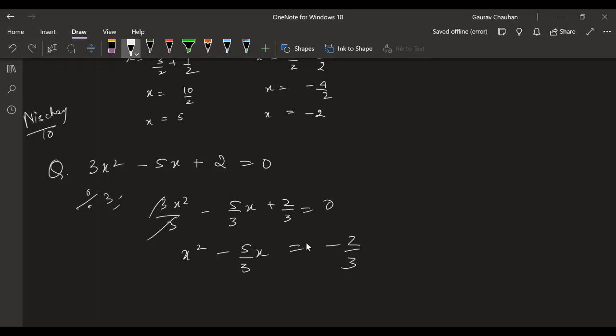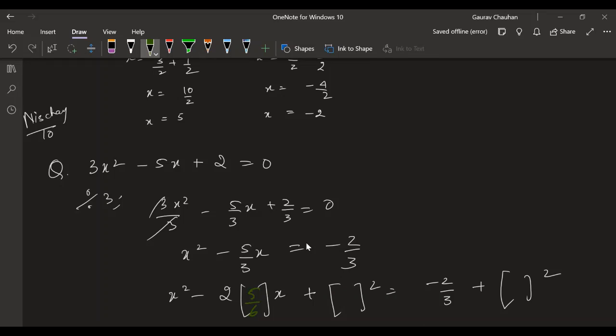Now I can start completing the square. You note this is there, so you have to be a little bit more careful now. So x square minus 2 into dabba x plus dabba square is equal to minus 2 by 3 plus dabba square. What will you put in this dabba? 5 by 3 you should get. I will divide 5 by 3 by 2. It will become 5 by 6. Because if I multiply this, now it will become 5 by 3. So here I will have 5 by 6 square.